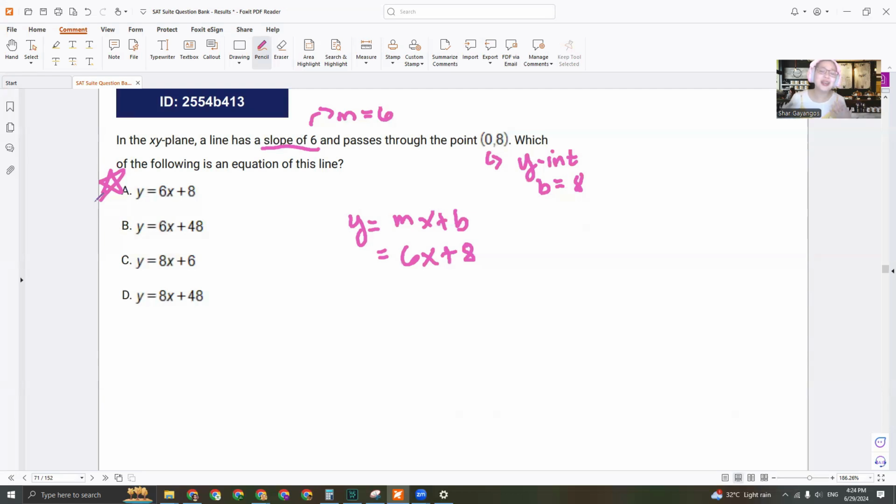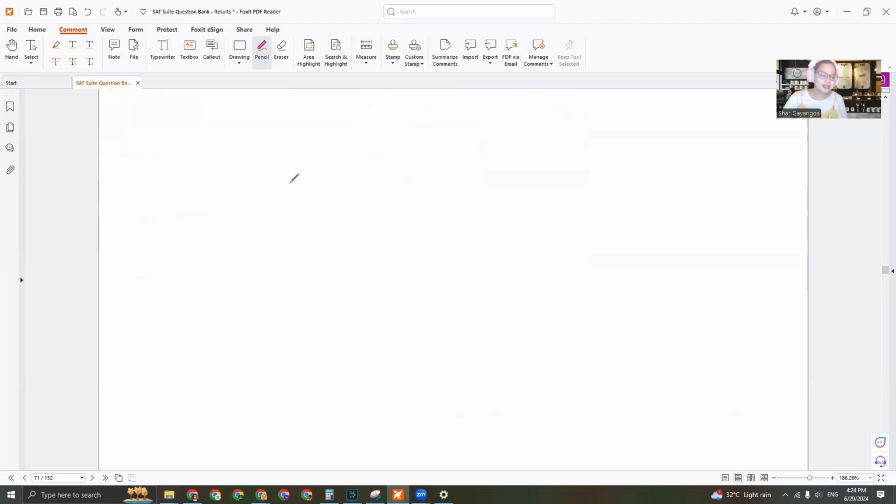And at this point, I hope that you're feeling confident in utilizing this equation that's called the slope-intercept form. So whenever you have a y-intercept and you have a slope, this is the linear equation that you should be using already, okay?